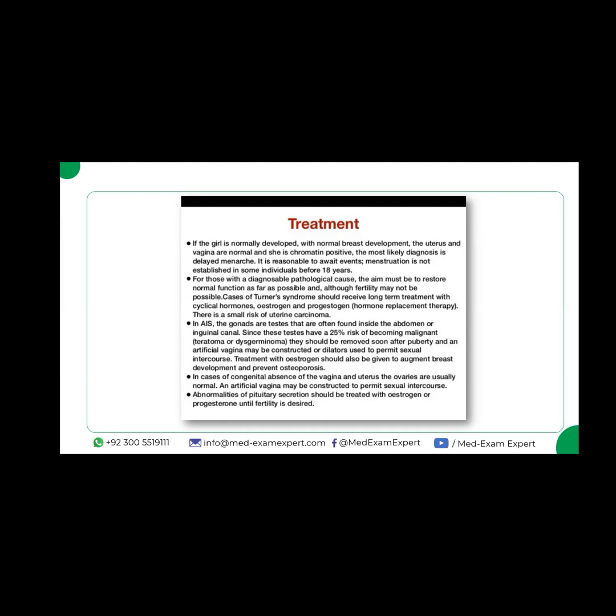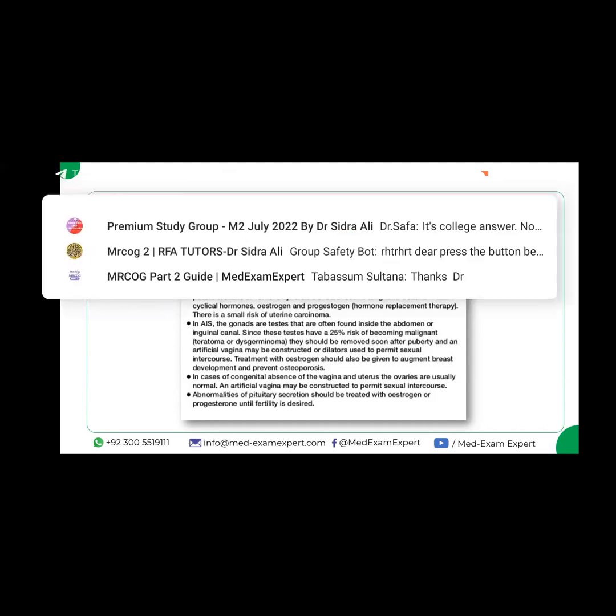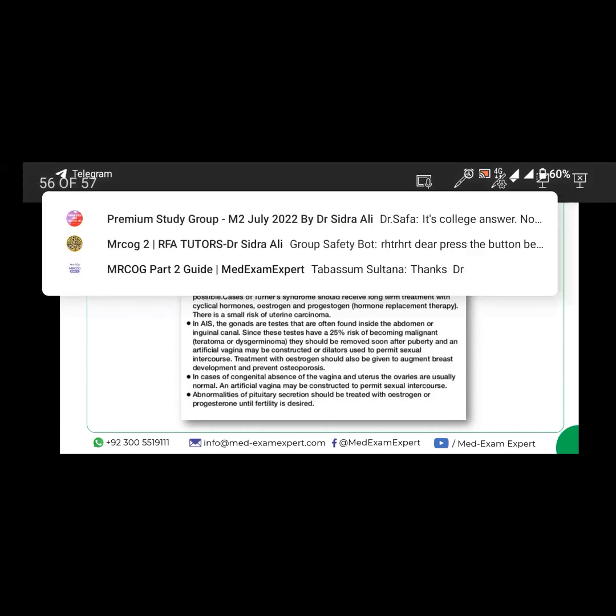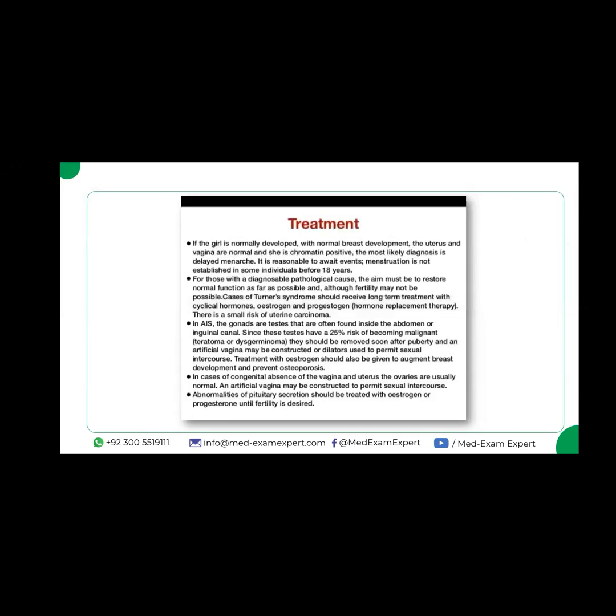In androgen insensitivity syndrome, the gonads are testes that are often found inside the abdomen or inguinal canal, and they have 25% risk of becoming malignant, that is teratoma or dysgerminoma. They should be removed after puberty, and an artificial vagina may be constructed or dilators used to help the patient in having the sexual intercourse. Treatment with estrogen should also be given to augment breast development and prevent osteoporosis in these patients.